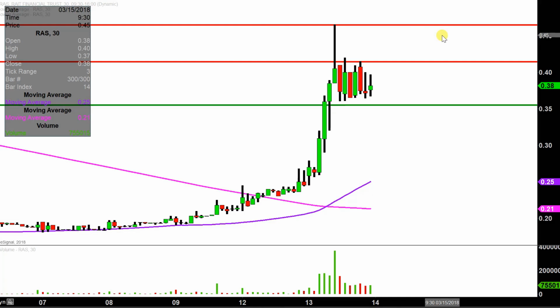So all in all, though, very nice move today. Now it's just a question of can the bulls build upon this momentum going forward? We shall see.